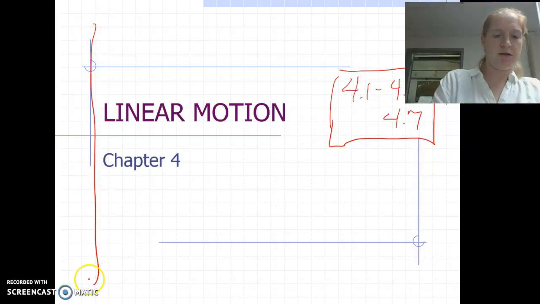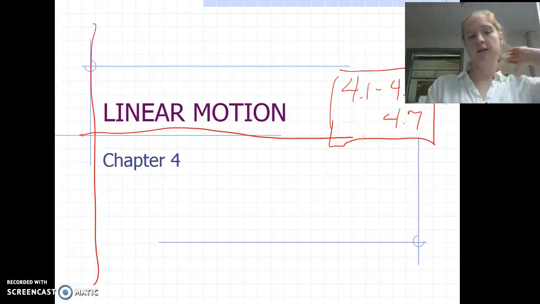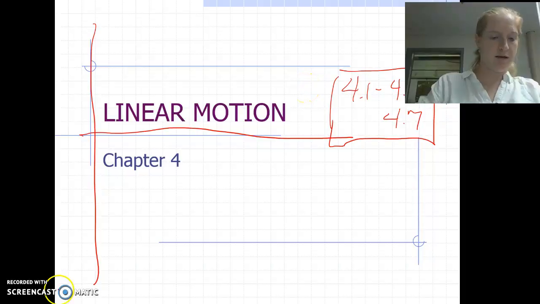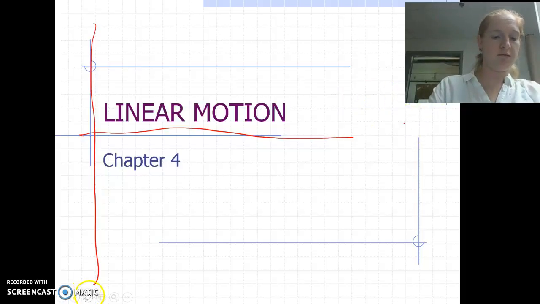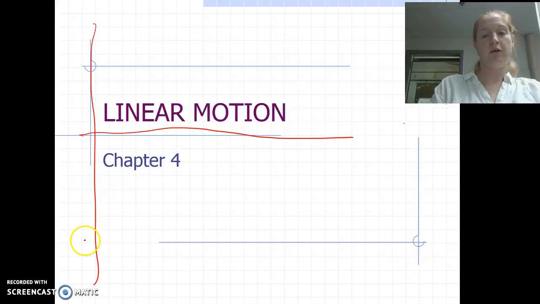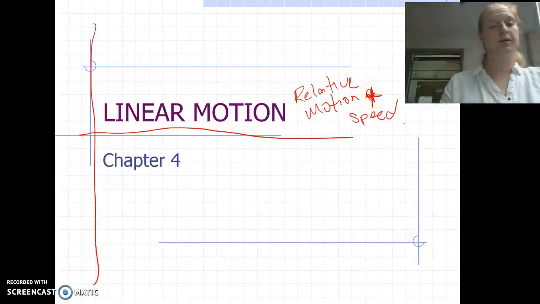So when you set up your Cornell note style, this should be linear motion. This is going to be notes on relative motion, and speed. That's an and symbol, sorry. And speed. Okay, this is all part of chapter 4. We're only doing the first half of chapter 4.